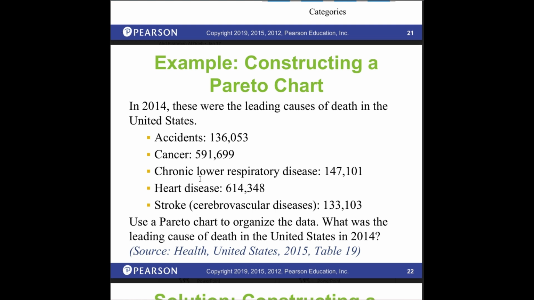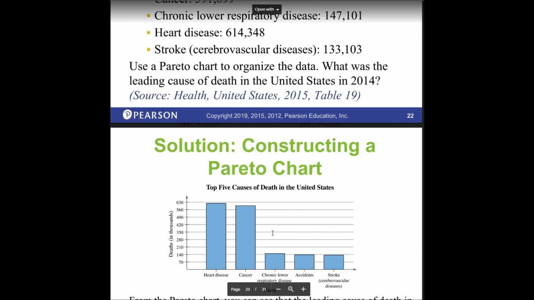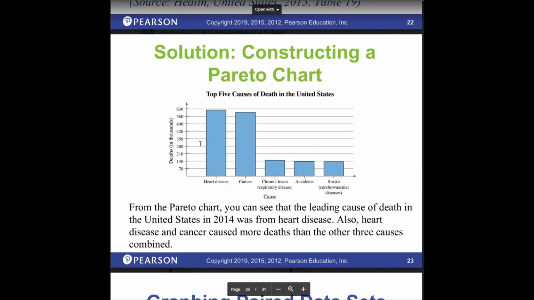What was the leading cause of death in the United States in 2014? As you can see, since it's going from tallest to shortest, from the Pareto chart you can see that the leading cause of death in the United States in 2014 was heart disease. Also, heart disease and cancer caused more deaths than the other three causes combined. As you can see, these are very high numbers.